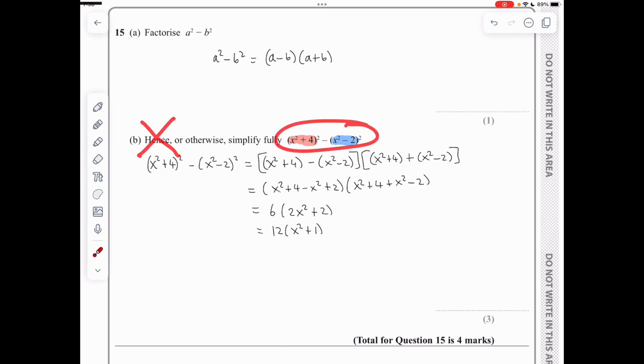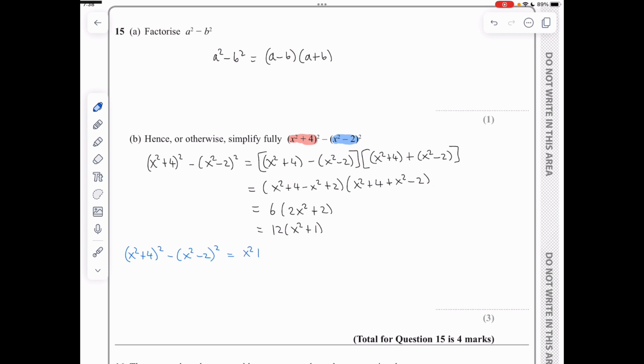I go with the or otherwise. So what I will be looking at is (x squared plus 4) all squared minus (x squared minus 2) all squared. So this means I've got (x squared plus 4) times (x squared plus 4) minus (x squared minus 2)(x squared minus 2). And I will carefully expand everything.